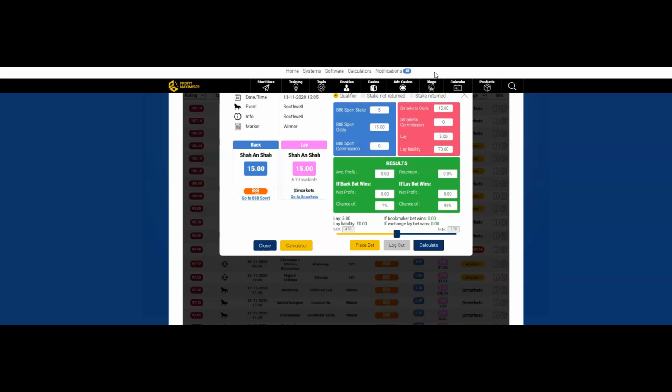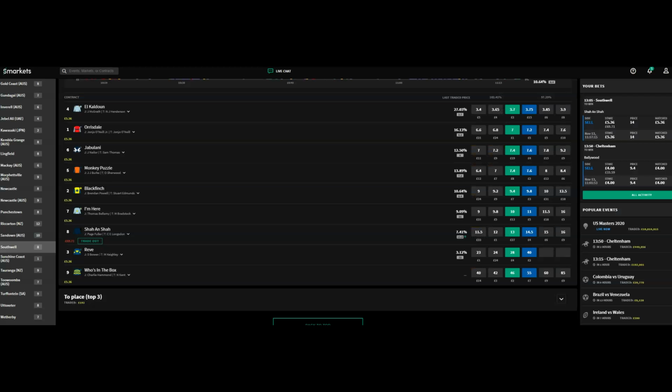So when I went into Smarkets, you'll notice that the price I actually got was 14, and so that means I can actually lay off £5.36. So I'm making 36p profit, and if it wins, I get a £5 free bet. So it's, like I say, a no-brainer really.